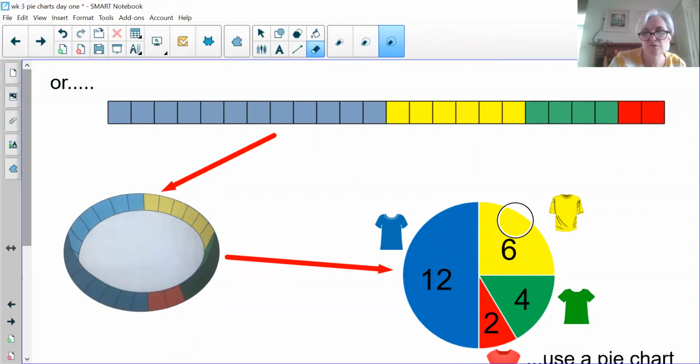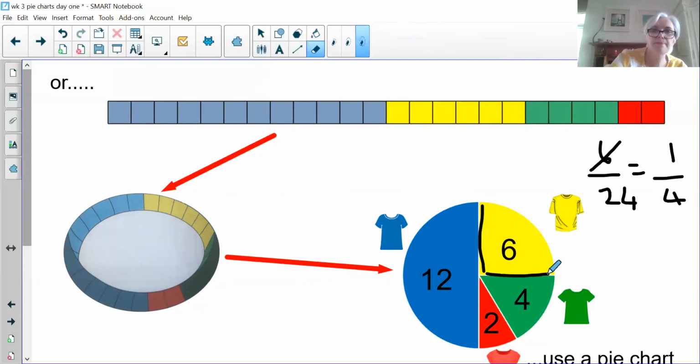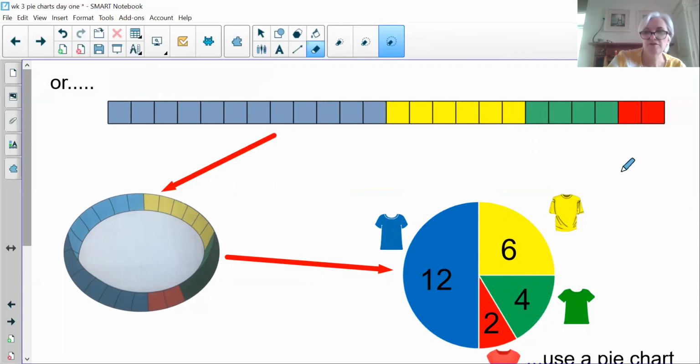Now, 6 out of 24 is clearly a quarter, isn't it? Look at that there, it's a quarter. And we know this because if I did an equivalent fraction for 6 out of 24, putting it in its simplest form, I would find the highest common factor of 6 and 24. What number goes into both 6 and 24? Hopefully you got 6, and that would be 1. 6 into 24 goes 4. So that's why this is a quarter. Okay, lovely. We don't really need to work out these other equivalent fractions, but we do know that if we add 4 and 2 together, the green and the red together, that gives us a quarter as well.